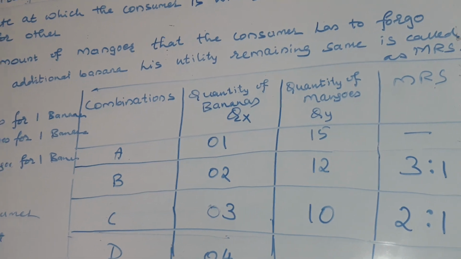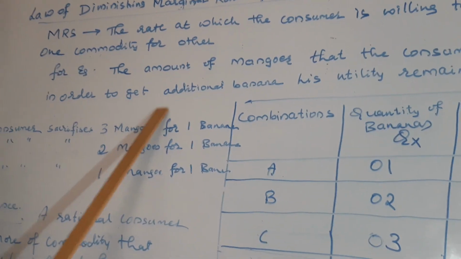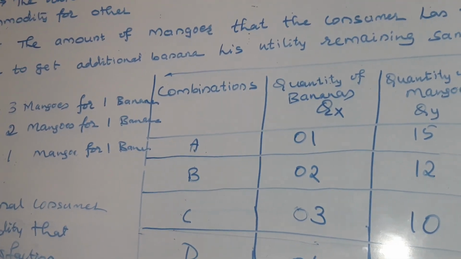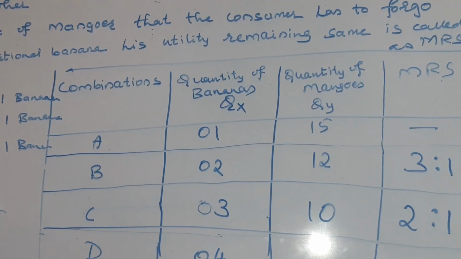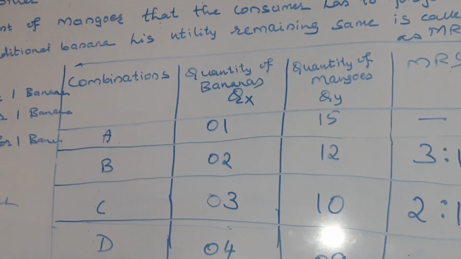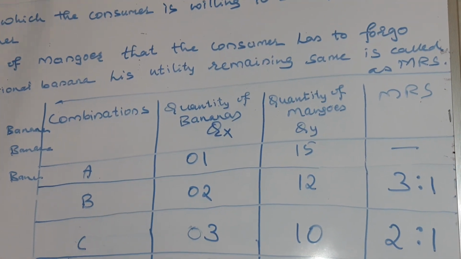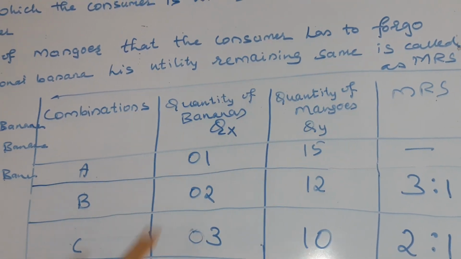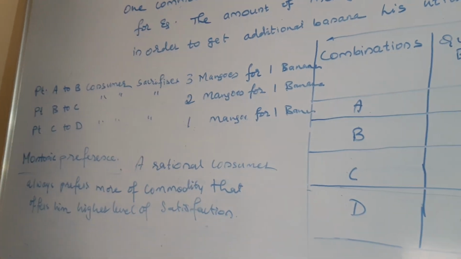So here I repeat, the amount of mangoes that the consumer has to forego in order to get the additional banana, means in order to have one more extra of the banana, how many units of mangoes he has to sacrifice, whereas his utility will remain same, either he increases the banana or he decreases the consumption of the banana, the utility remaining the same, then that is called as MRS, that is the marginal rate of substitution. So here you can explain it with the help of a table.